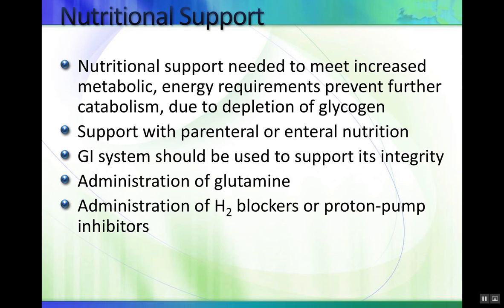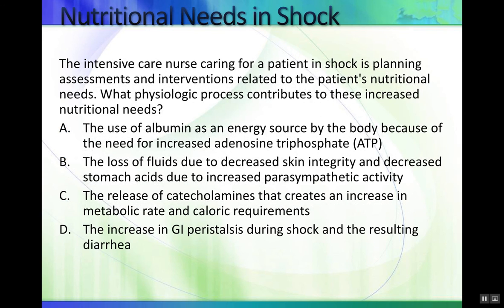Nutritional support for the patient. Again, we want to make sure we're meeting their metabolic needs and energy requirements and preventing catabolism. So we want to support them with either parenteral or enteral nutrition. The GI system, we want to use it to prevent it from sloughing and having issues. The other big thing that you're going to see a lot of times with these patients is H2 blockers or proton pump inhibitors to protect the GI system.